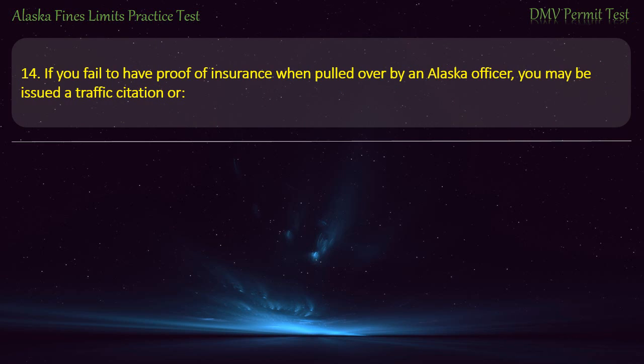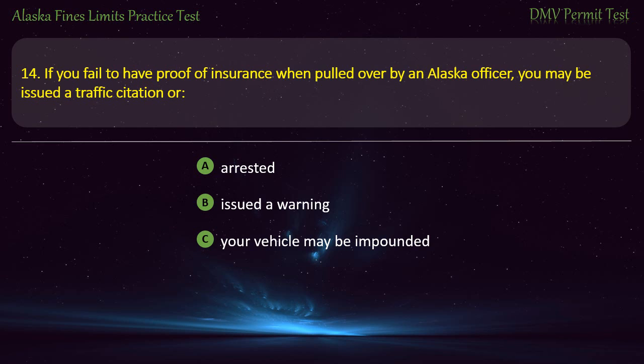Question 14. If you fail to have proof of insurance when pulled over by an Alaska officer, you may be issued a traffic citation or arrested. Issued a warning. Your vehicle may be impounded. None of these answers are correct. Answer. Your vehicle may be impounded.